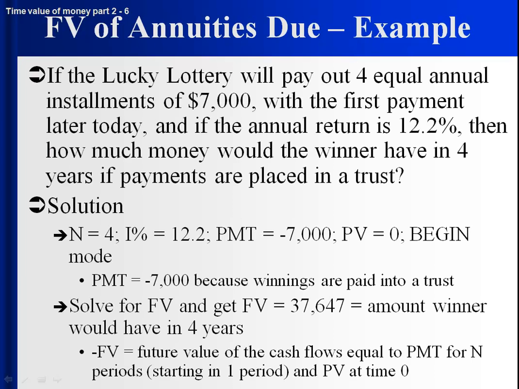We can let a calculator do the work. We're going to put in 7,000. We're going to do it 4 times. We're going to start right away. It's going to compound at 12.2. So if we put in 7 today, 7 in 1, 7 in 2, 7 in 3, we would wind up with $37,647.